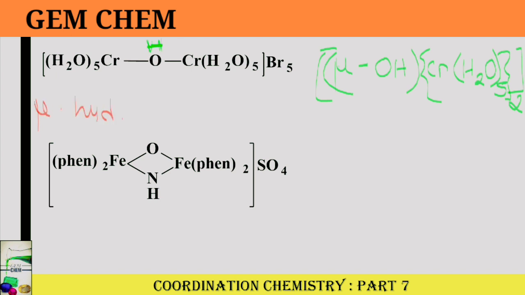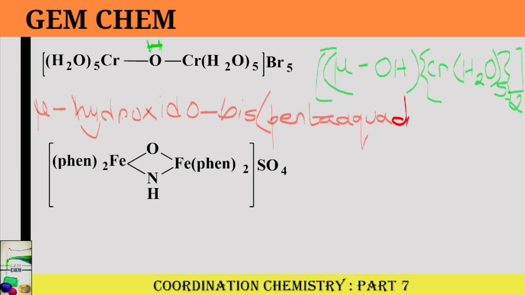hydroxido, and we have to give a hyphen after writing mu, then give a dash and then write bis, since there is twice the chromium part, pentaaqua chromium, and here the charge of the chromium is 5 plus, so you are going to write 5 plus, and in the same line by giving a space you are going to write bromide. So this is the name, right?